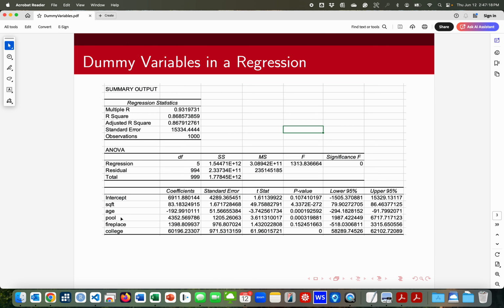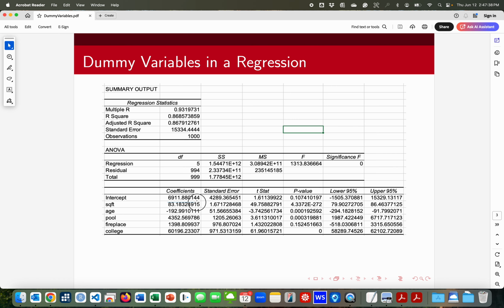All of these things are included as dummy variables. So if the house has a pool, we convert the yeses to a 1, the no's to a 0, and then we can include that 0, 1 variable in the regression. Same thing is true with fireplace, and same thing is true with college. And we interpret the coefficients on dummy variables in a slightly different way as well.